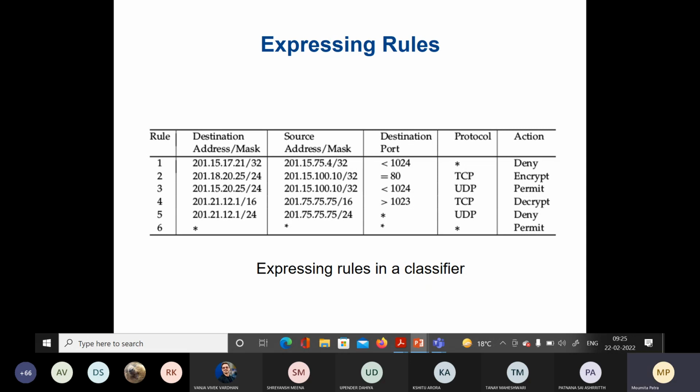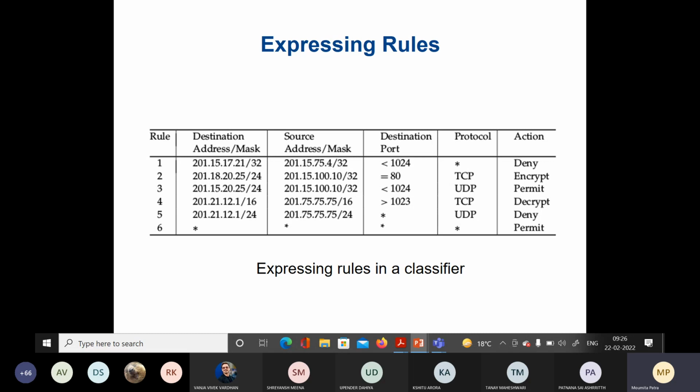Then look at the second rule. Here the destination port should be equal to 80. This is an exact match that is required. Again, the protocol is TCP, so that should also be an exact match, right? So if it is an exact match with the destination port and the corresponding protocol is TCP, then what is the action that you take? You encrypt the packet. Similarly, you can see the rest of the rules that have been specified here. So these are some ways of expressing rules in a classifier.